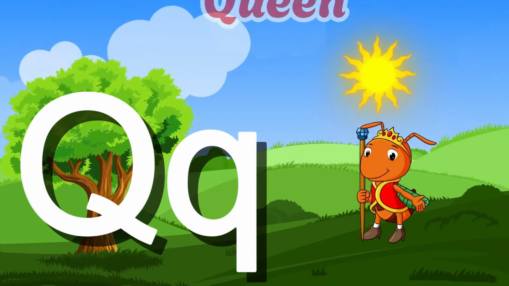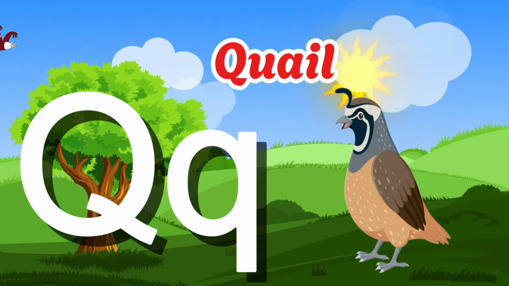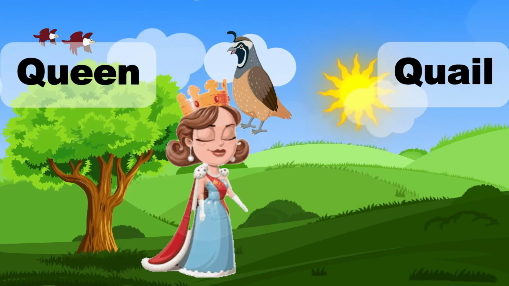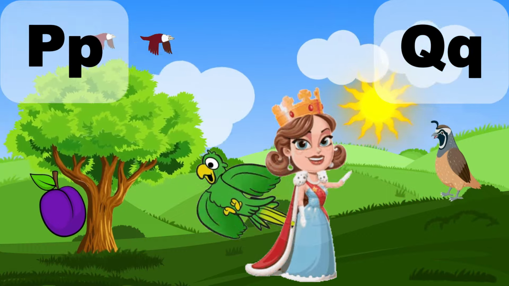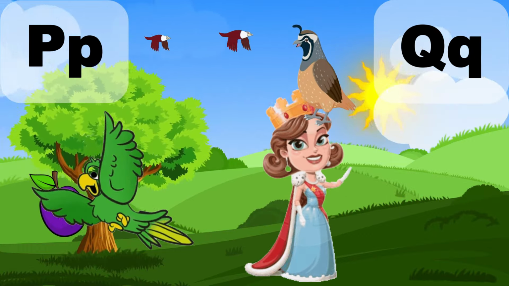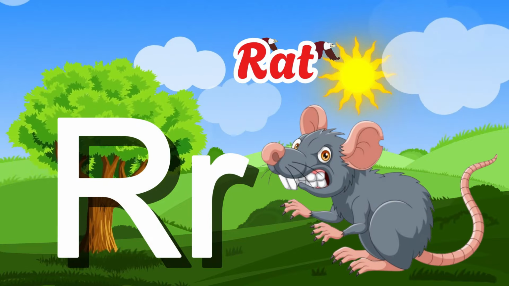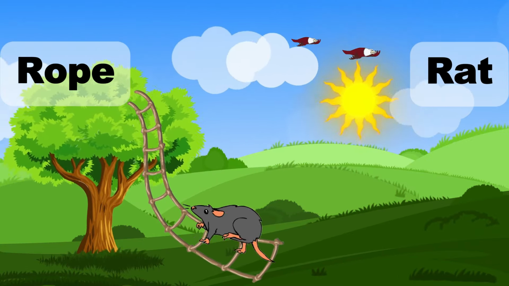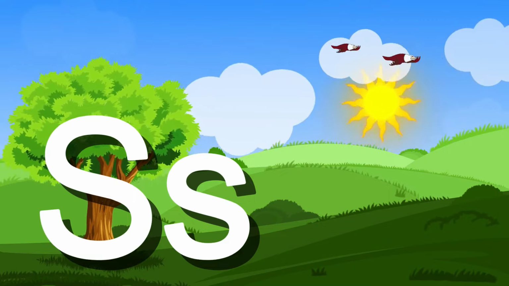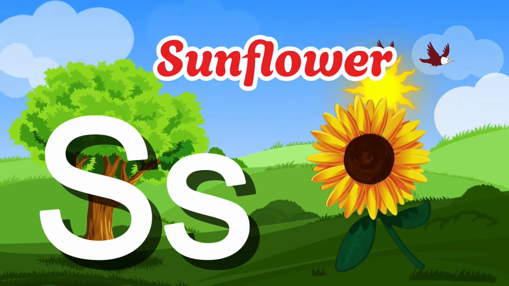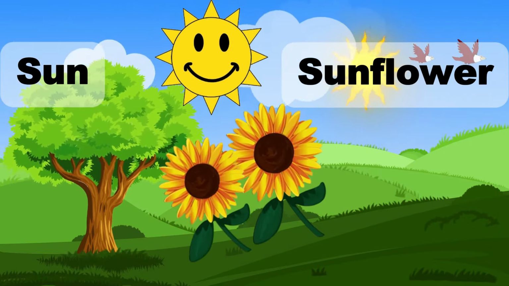Q for queen, Q for quail, ku ku ku. R for rope and R for rat, ra ra ra. S for sun, S for sunflower, sa sa sa.